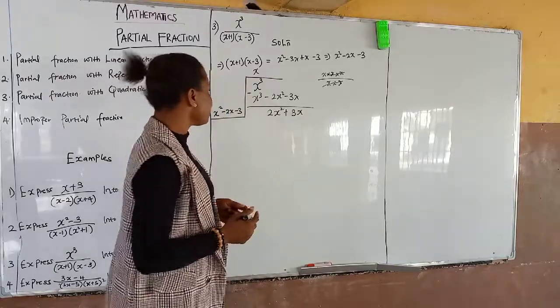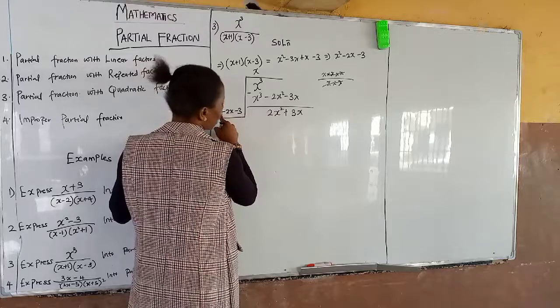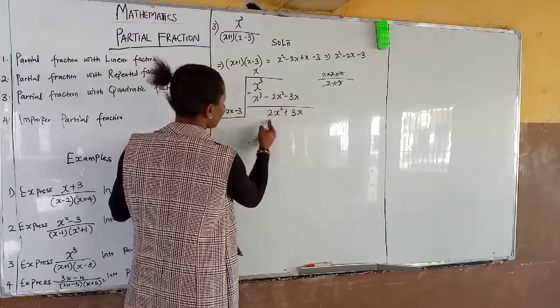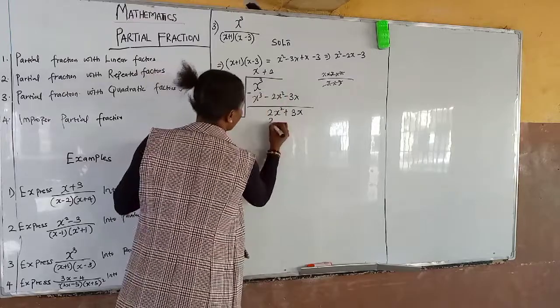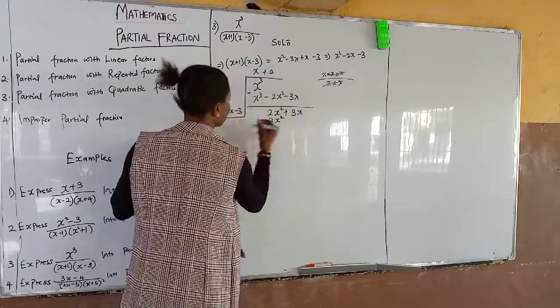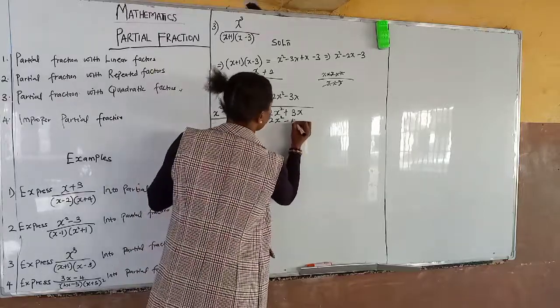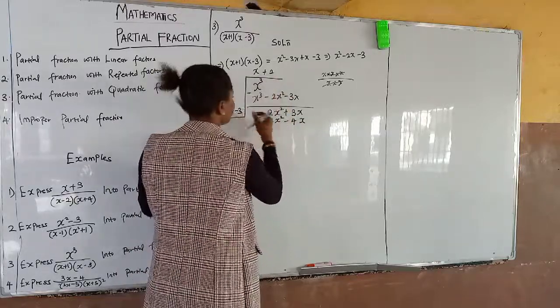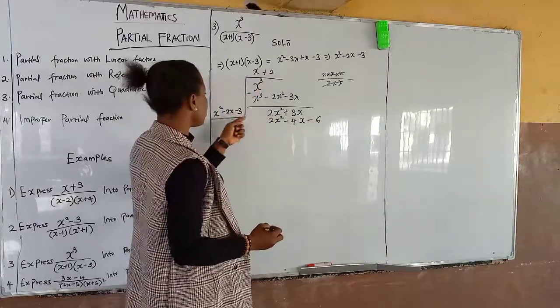So you move to the next step. This divided by this. If this and this go, we are left with plus 2. Plus 2 times this will be 2x squared. 2 times this will be minus 4x. And 2 times this will be minus 6. Use this and multiply the whole of this.